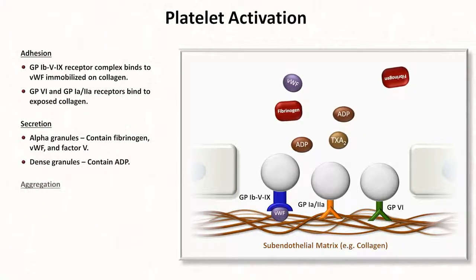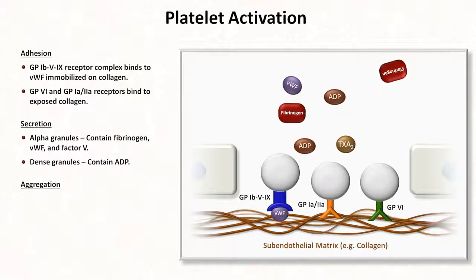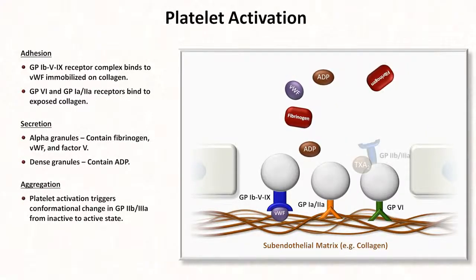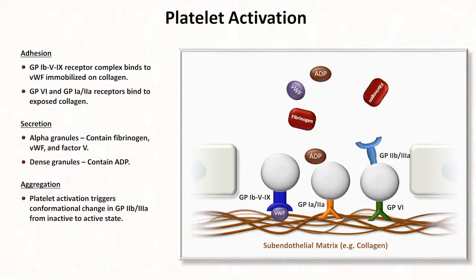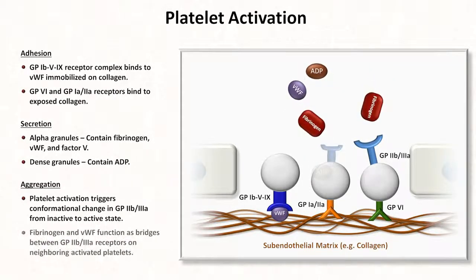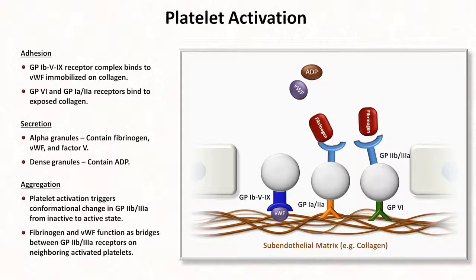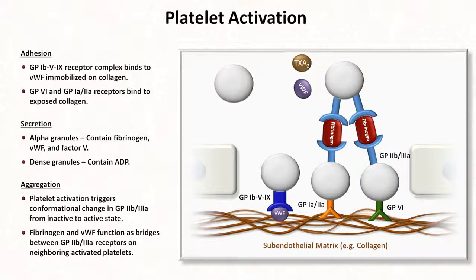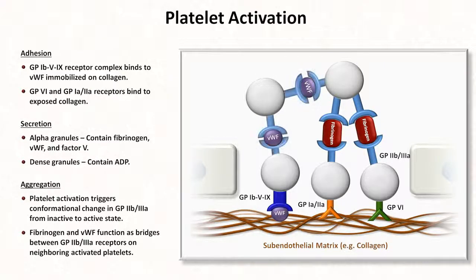At this point, aggregation starts to occur. This is dependent upon platelet activation triggering a conformational change in the GP2b3a receptor from an inactive to active state. Now fibrinogen and von Willebrand factor can function as bridges between the GP2b3a receptors on neighboring activated platelets. As platelets start to aggregate, more pro-hemostatic compounds are secreted, activating more platelets, leading to more aggregation, and before long, an enormous bunch of platelets are stuck together in what is referred to as the platelet plug.